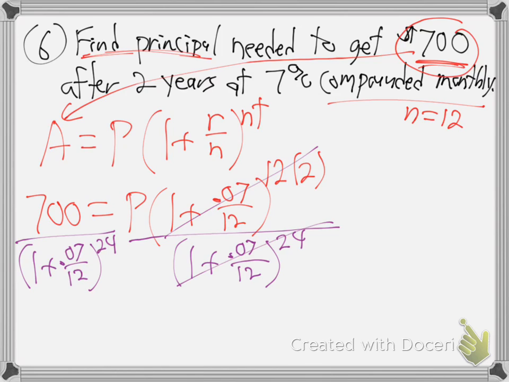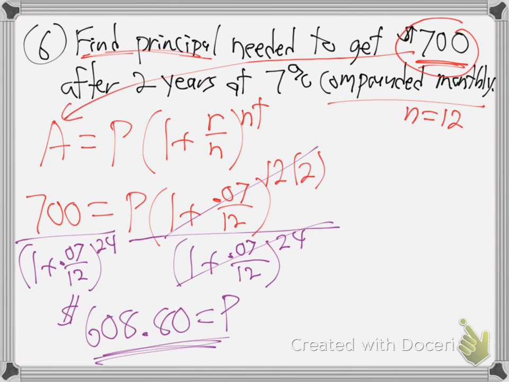Can you do all that in your calculator? I'm going to show you a faster way on Thursday, which I'm doing myself right now. I'll show you how to use the answer button. You can do it super quick, super easy. You don't have to worry about parentheses and all that kind of stuff. It's super fast, super easy. $608.80. You got to put $608.80 in the bank now. It'll grow to become $700 over time.